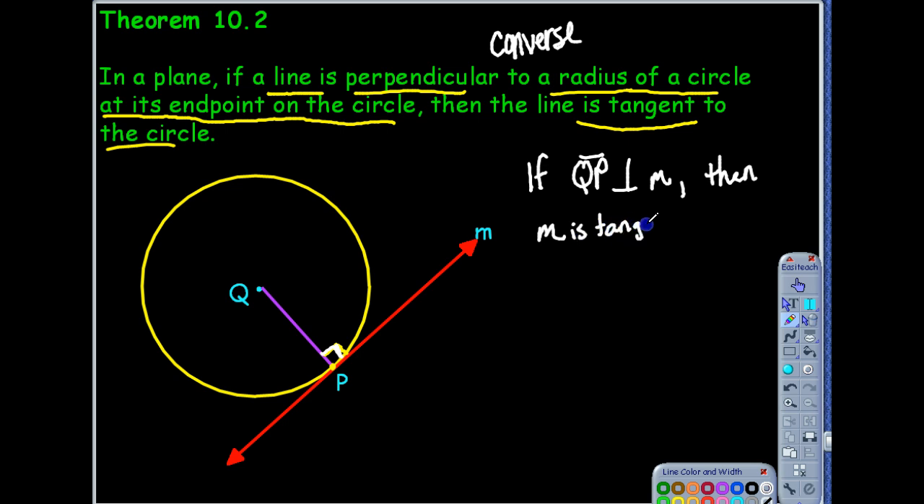Keep in mind, guys, if let's say that line was perpendicular at the other endpoint, that wouldn't prove it as a tangent, because it's intersecting at two points. That would be a secant. And there'd be no special relationship other than that.